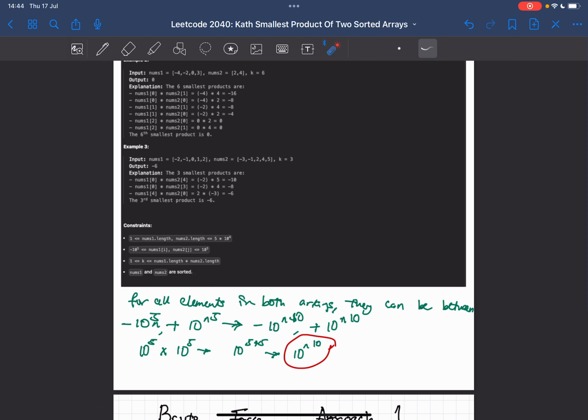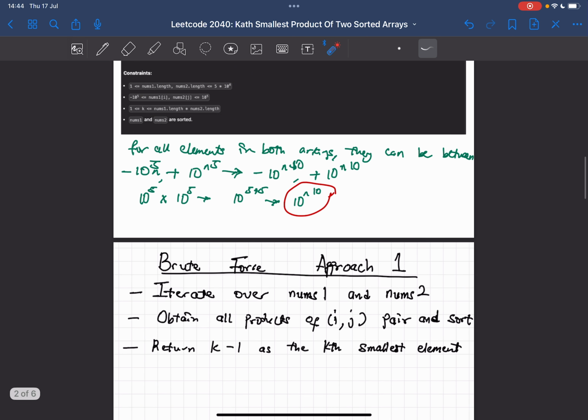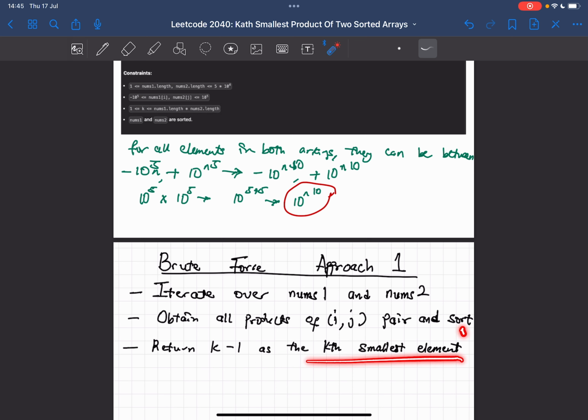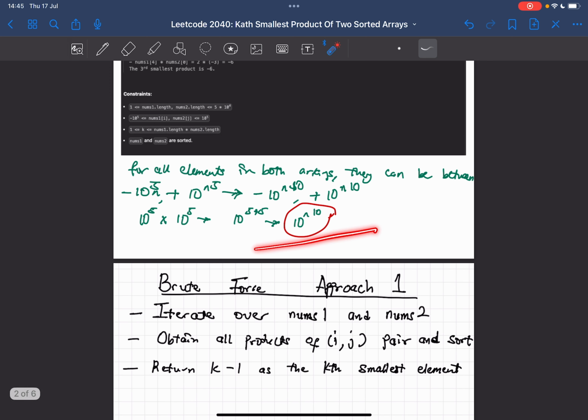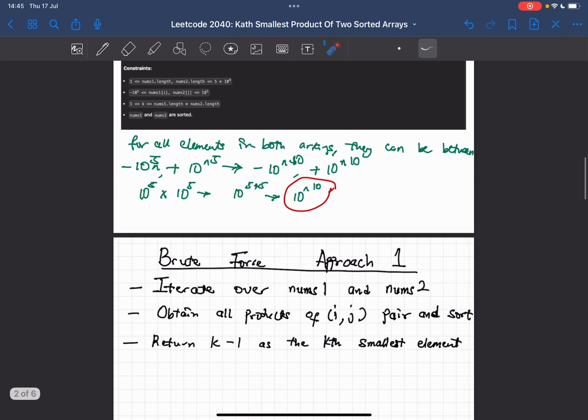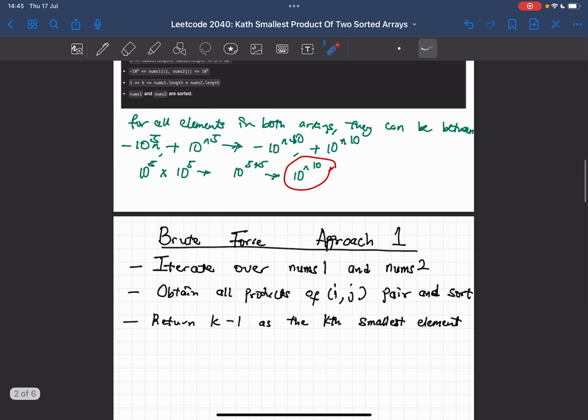But before we move to binary search, let me just explain a couple of things. Now, the brute force approach is basically you iterate over nums1 and nums2, obtain all the products of i times j, where i is each value in nums1 and j is each value in nums2, multiply them together, and then sort after you've multiplied, and then just return index k minus 1 as the kth smallest element. But if you take into account this constraint here, this is not going to work. It's basically going to crash, and that's not what we want.